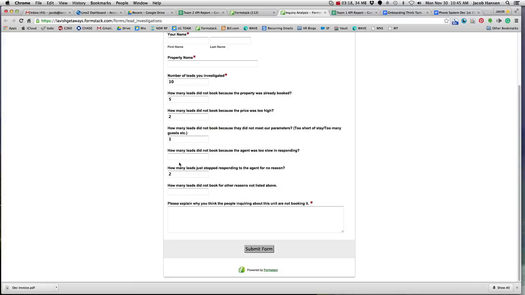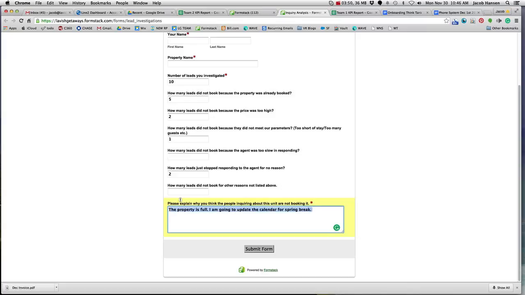And so now we kind of have a picture of why they didn't book, and we can see that the main cause here was that the property was already booked. So you would just put in here, explain why you think people are inquiring about this unit or not booking it. The property is full. I am going to update the calendar for spring break, because most of those 5 were for the spring break period. Spring break's all booked, so we're getting a lot of inquiries that we can't really do anything with.